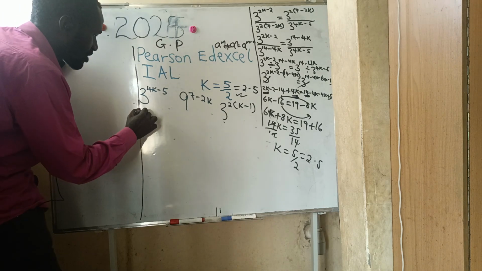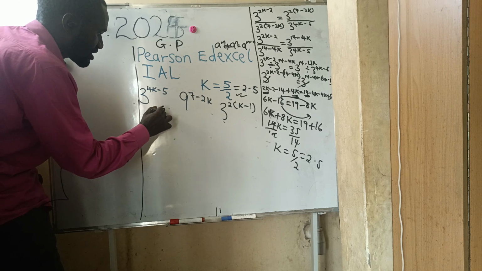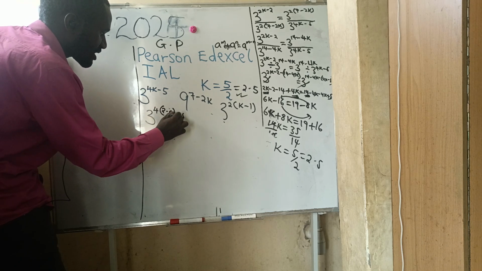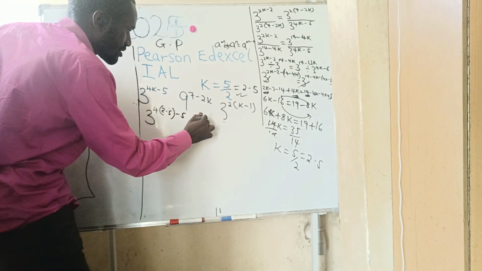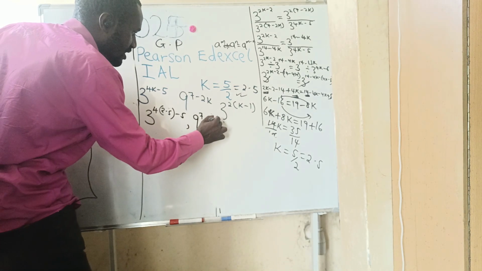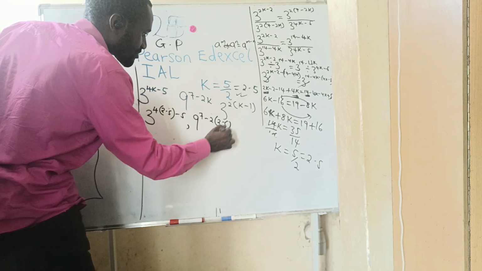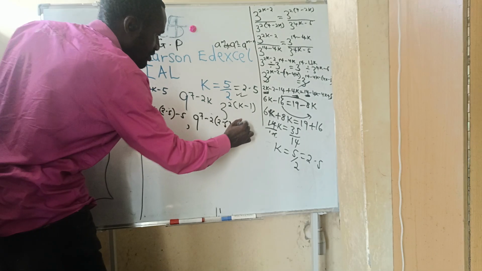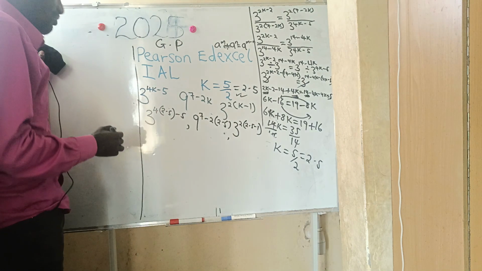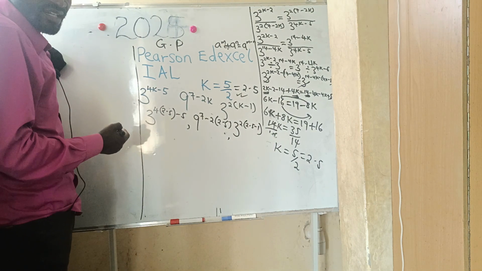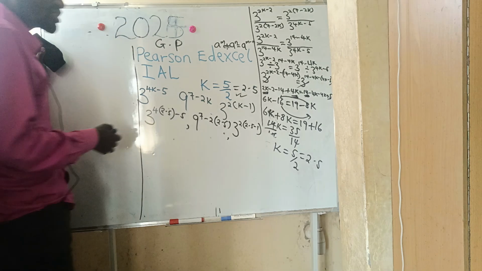So I'll first have 3 raised to 4 times my k, which is 2.5, plus the brackets minus 5, comma, then 9 raised to 7 minus 2 times my k, 2.5. Then the last one is 3 raised to 2 times my k, 2.5 minus 1. So we can tailor down and get the exact values of our first three terms of this sequence.